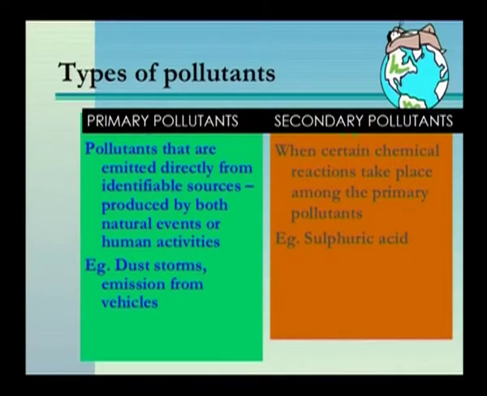Types of pollutants: primary pollutants and secondary pollutants. Primary pollutants are emitted directly from identifiable sources, produced by both natural events or human activities. Dust storms and emission from vehicles are typical examples. Secondary pollutants form when certain chemical reactions take place among primary pollutants, sulfuric acid as an example.